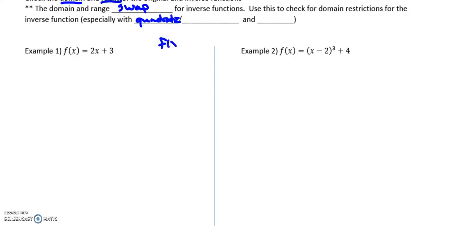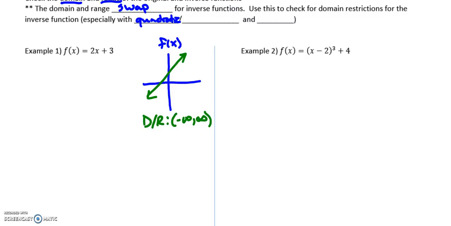So here's f of x. I want to sketch what his graph looks like. And when I say sketch, I mean I just want shape and a couple pieces of information. So f of x is 2x plus 3. He's just a line that goes up like that, and he hits at 3. His domain and range are both going to be negative infinity to infinity.